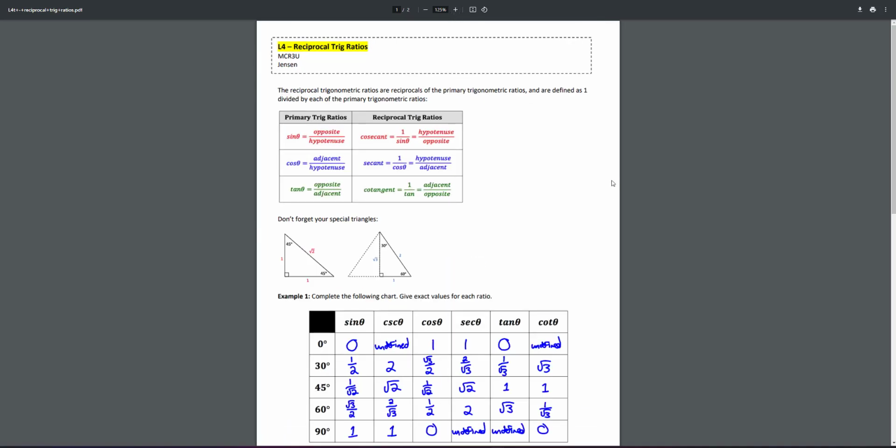Alright, so lesson 4, we're going to talk about reciprocal trig ratios. Reciprocal trig ratios are basically your primary trig ratios, except they've been flipped. And what do I mean by flipped? I mean reciprocal. What do I mean by reciprocal? Well, I mean flipped. Hopefully you remember what a reciprocal is. It's when you flip the fraction. So what does that mean?